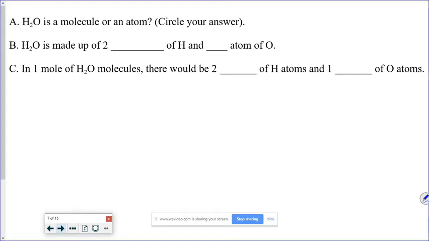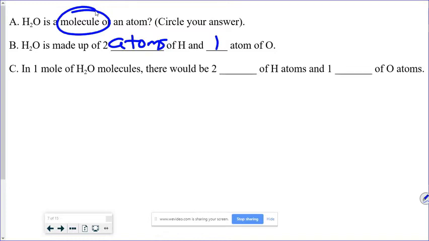It says, is H2O a molecule or an atom? That's a molecule. A molecule is 2 or more atoms stuck together. H2O is made up of 2 atoms of hydrogen and 1 atom of oxygen. So that's 2 atoms. Kind of let the cat out of the bag there. 2 atoms of hydrogen and 1 atom of oxygen.